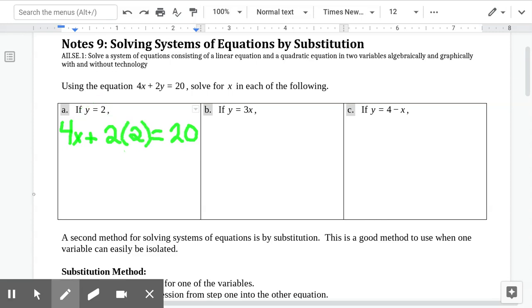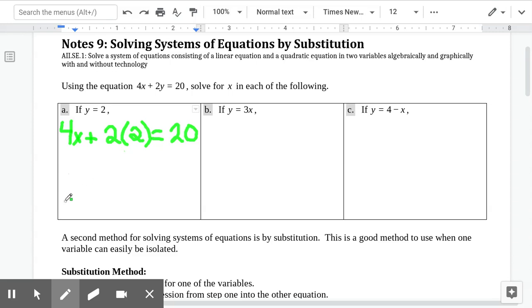And so now the equation reads 4x plus 2 times 2 equals 20. And a good strategy to use here is anytime you substitute, use parentheses because it's going to remind you to multiply or distribute if there's a number before those parentheses. And that's exactly what we have going on here. And so now that we've substituted, you notice we have an equation with just one variable, meaning if we can solve this equation, we'll know the value of x.